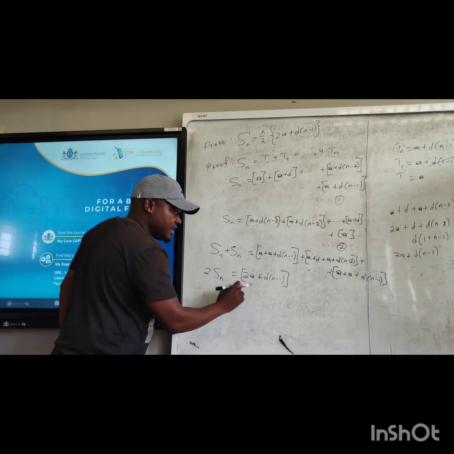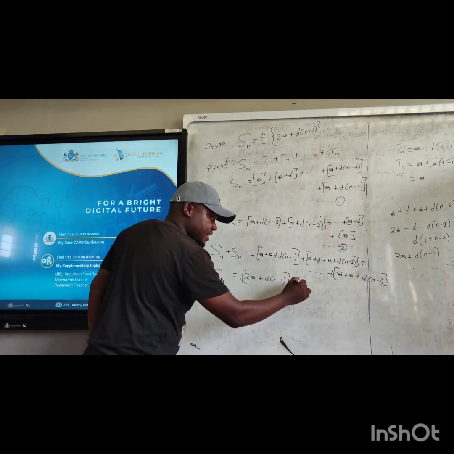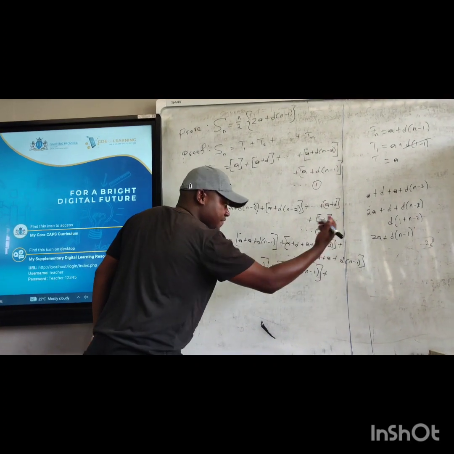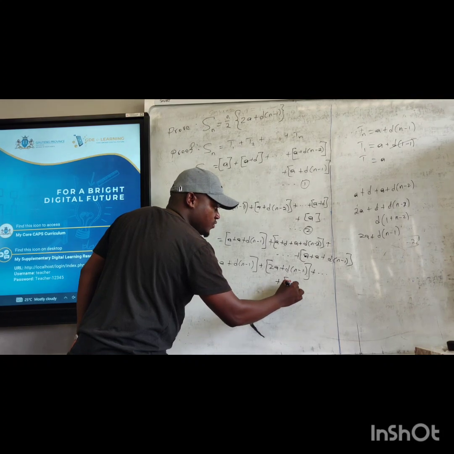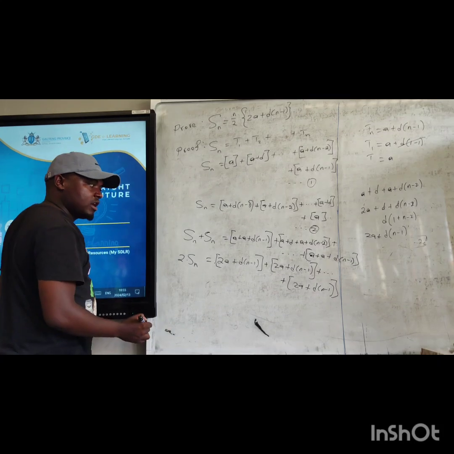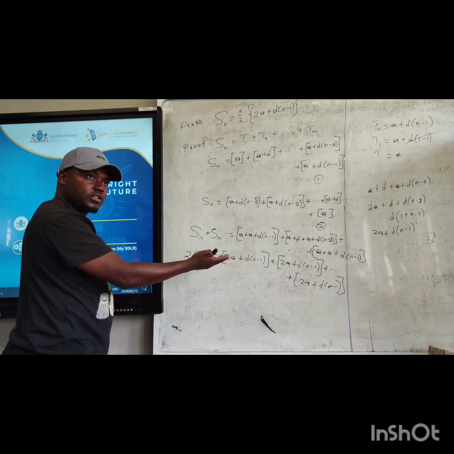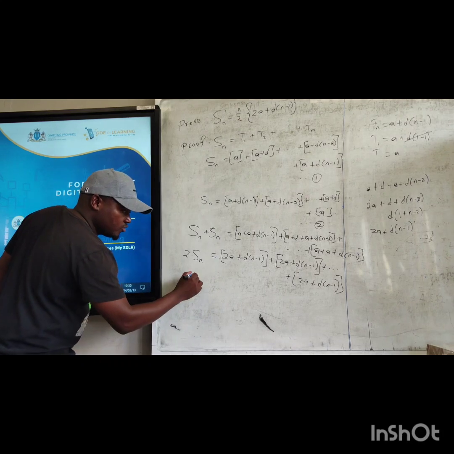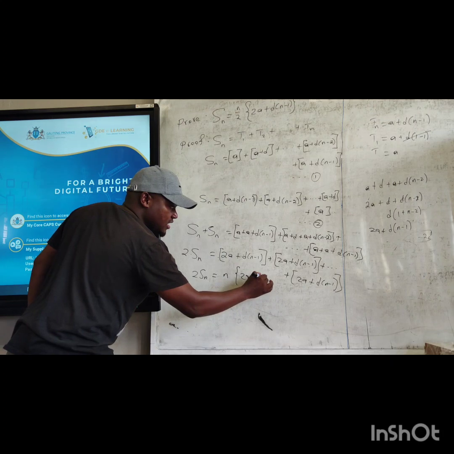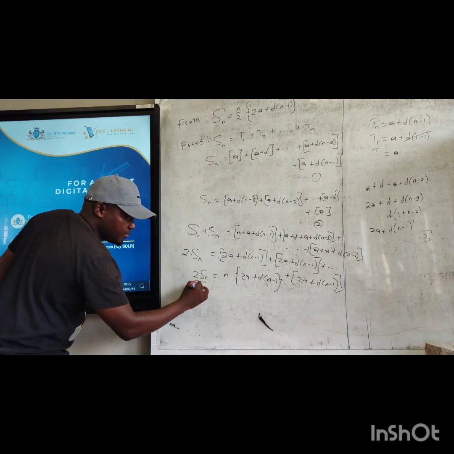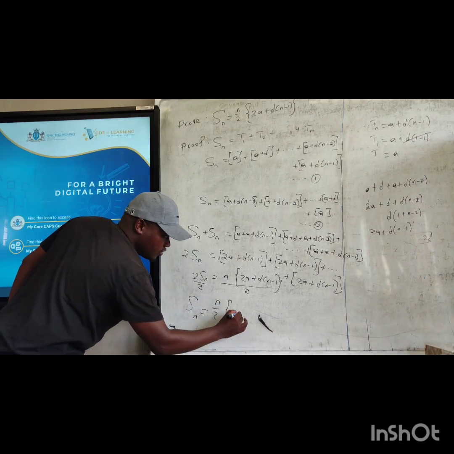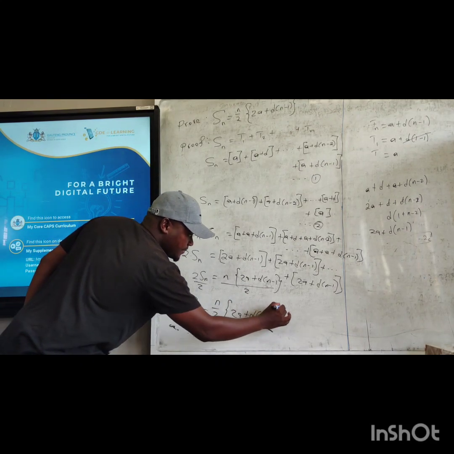What I mean is this. This plus, here I get the same thing, 2A plus D into n minus 1. I go here, I find the same thing, until the last one, which is 2A plus D into n minus 1. That means for me to add them all, there are n of them. The total number of this is n. So I'm going to say 2Sn equals to n into 2A plus D into n minus 1. Then I divide both sides by 2. The final answer is Sn equals to n over 2, 2A plus D into n minus 1.